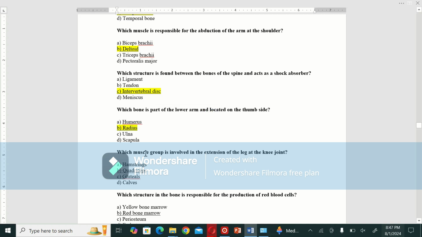The next MCQ is: which muscle group is involved in the extension of the leg at the knee joint? A. Hamstring, B. Quadriceps, C. Gluteals, and D. Pelvis. So the correct option is B.